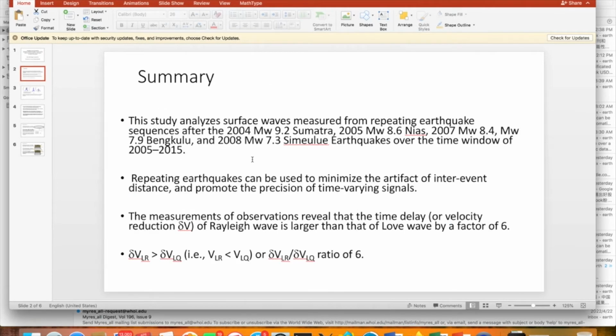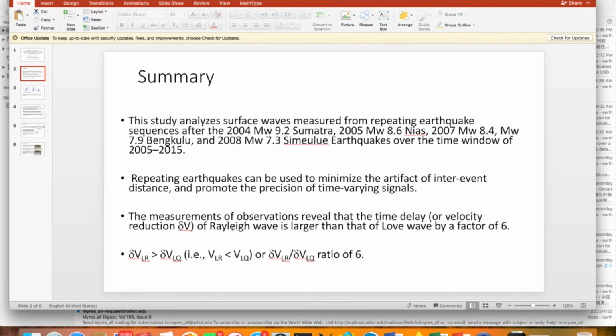This study analyzed surface waves measured from repeating earthquake sequences after the 2004 Sumatra, 2005 Nias, 2007 Bengkulu, and 2008 Simeulue earthquakes over the time window from 2005 to 2015. Repeating earthquakes can be used to minimize the artifact of inter-event distance and improve the precision of time-varying signals.